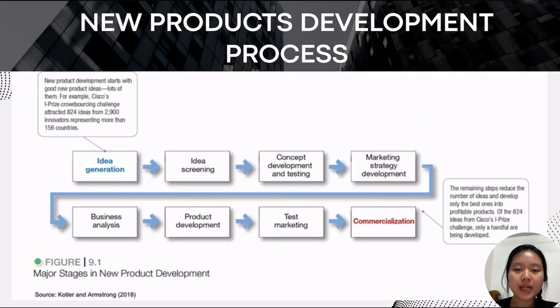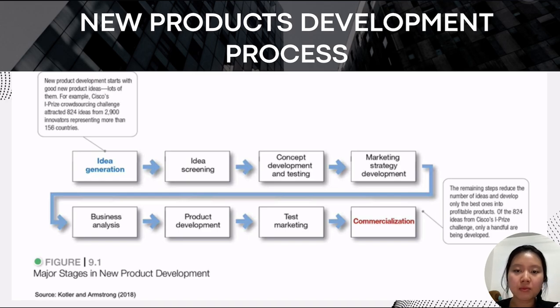The second part is the new product development process. This slide shows the step-by-step process of developing a new product. It starts with idea generation, gathering as many creative ideas as possible. Then comes idea screening, where companies filter out unrealistic ideas. After that, they move to concept development and testing, where the idea is tested with potential customers.